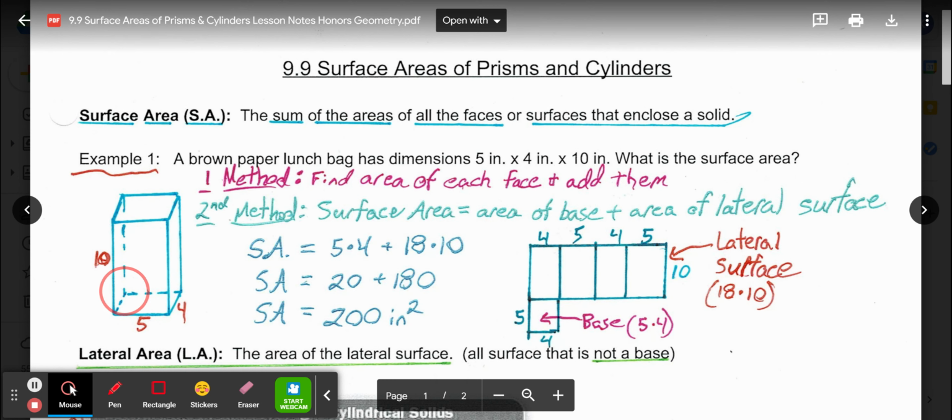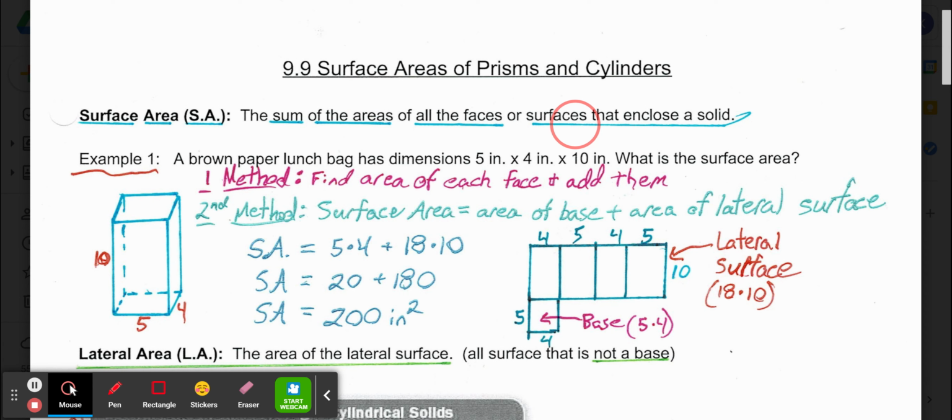So if I think of a rectangular prism, the surface area would be the top area, so the area of that top face, area of the bottom, area of this front rectangle, area of the back rectangle, area of the right rectangle, and area of that left rectangle, all added together. So surface area is the sum of the areas of all the faces or surfaces that enclose a 3D solid.